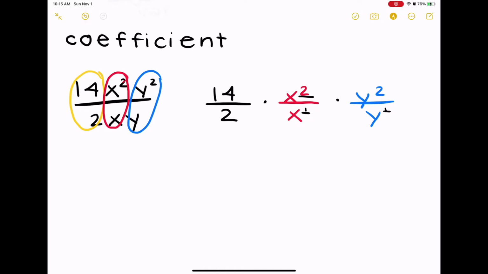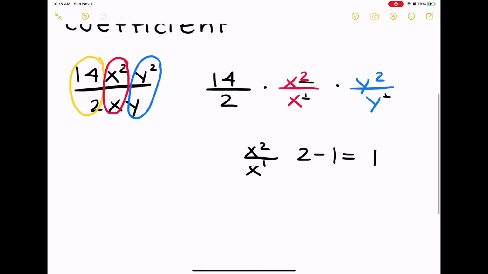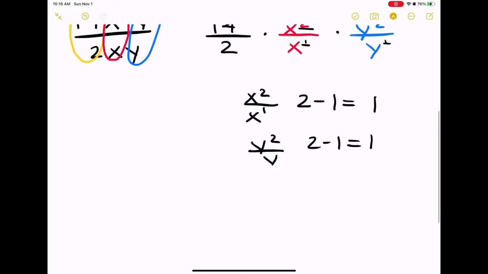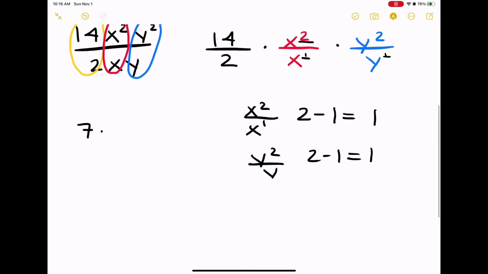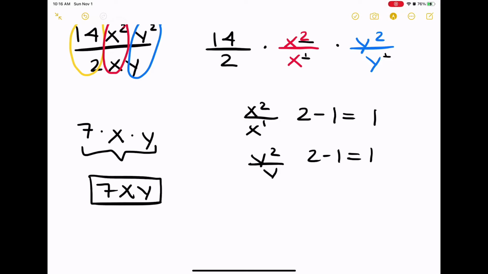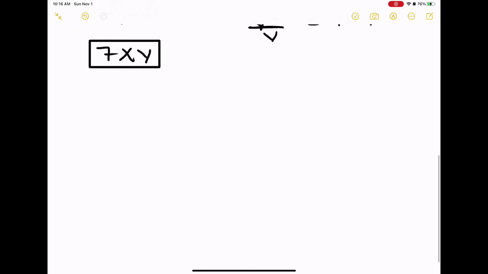But how are we going to find out what those are equal to? So x squared divided by x, there's the imaginary one that we don't see, and we subtract the two exponents. So when we divide, we subtract the exponents of the variables to get the answer, and then we just divide 14 divided by 2 like we normally would, and we get 7 times x times y, which is 7xy.